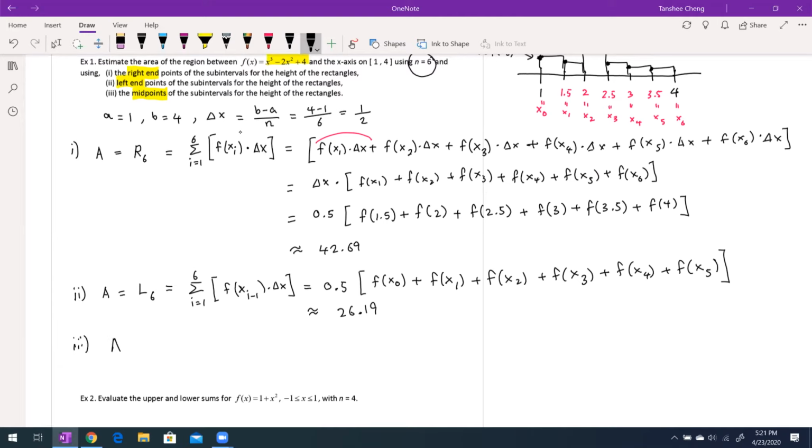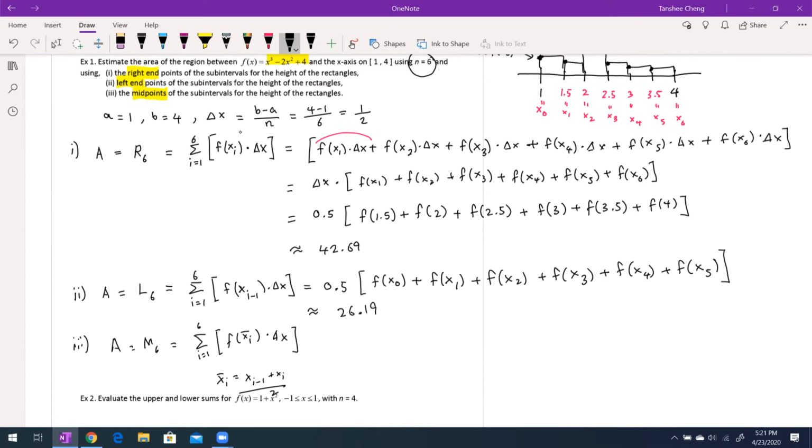So when we're using the midpoint formula with 6 subintervals, there will be a summation of i equals 1 to 6 of f of x sub i bar times delta x, where x sub i bar is basically what? x of i minus 1 plus x of i, divided by 2, right? The average.